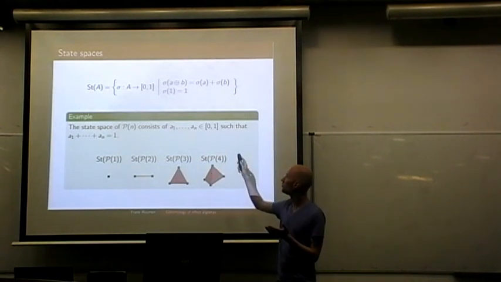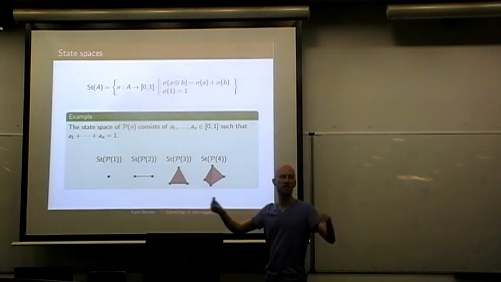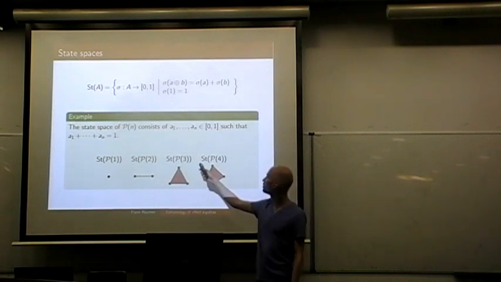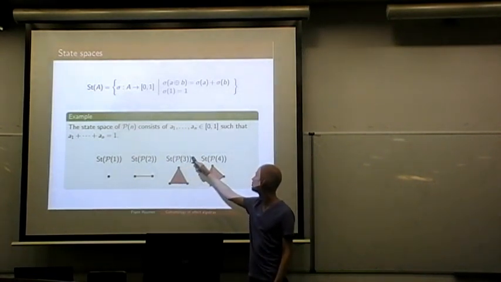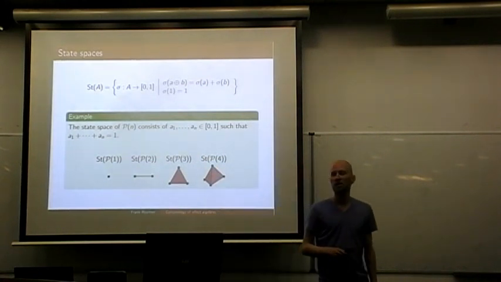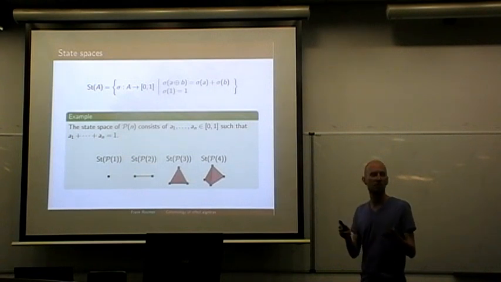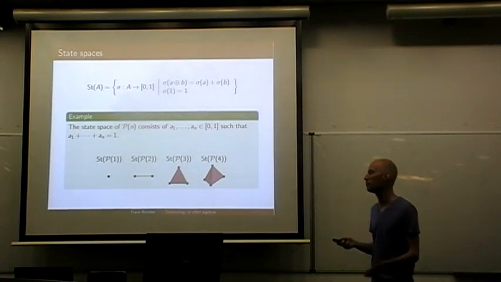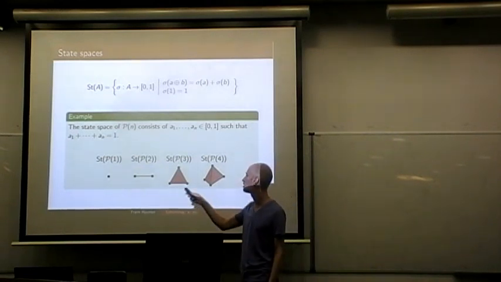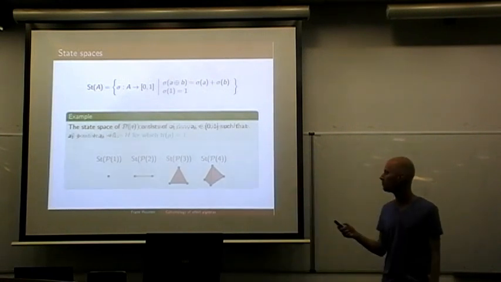And the condition that 1 should be sent to 1 means that if we take the union of all those singletons, then we get the entire set, and this one should be sent to 1. So a state on the power set of n should consist of n numbers whose sum is equal to 1. And this is actually a standard probability distribution on n elements, or geometrically it is a standard simplex. So the state spaces are standard simplexes, so that is points, lines, triangles, tetrahedra, and higher dimensional generalizations of this.